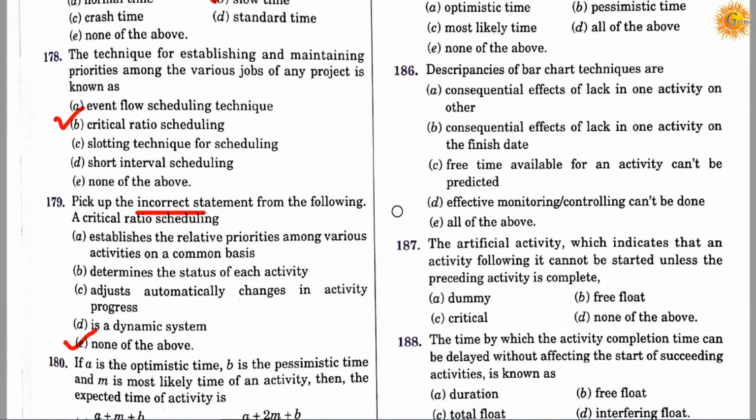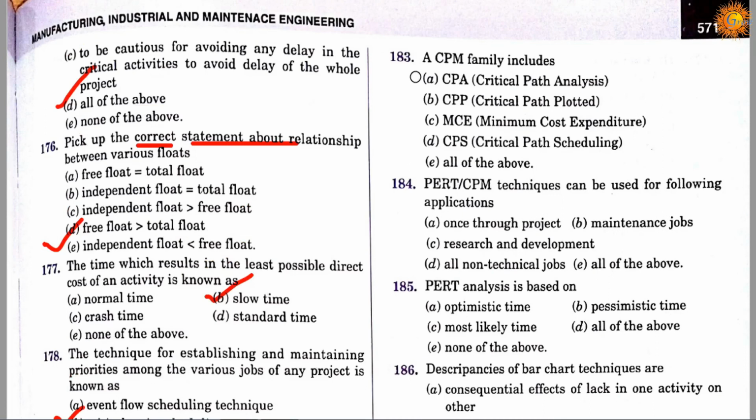Question number 183. The CPM family includes: option A, CPA means critical path analysis; option B, CPP means critical path plotted; option C, MCE means minimum cost expenditure; option D, CPS is critical path scheduling; and option E, all of the above. So the correct answer is E. It's all of the above. It means the CPM family includes these 4: CPA, CPP, MCE, and CPS, all of them.